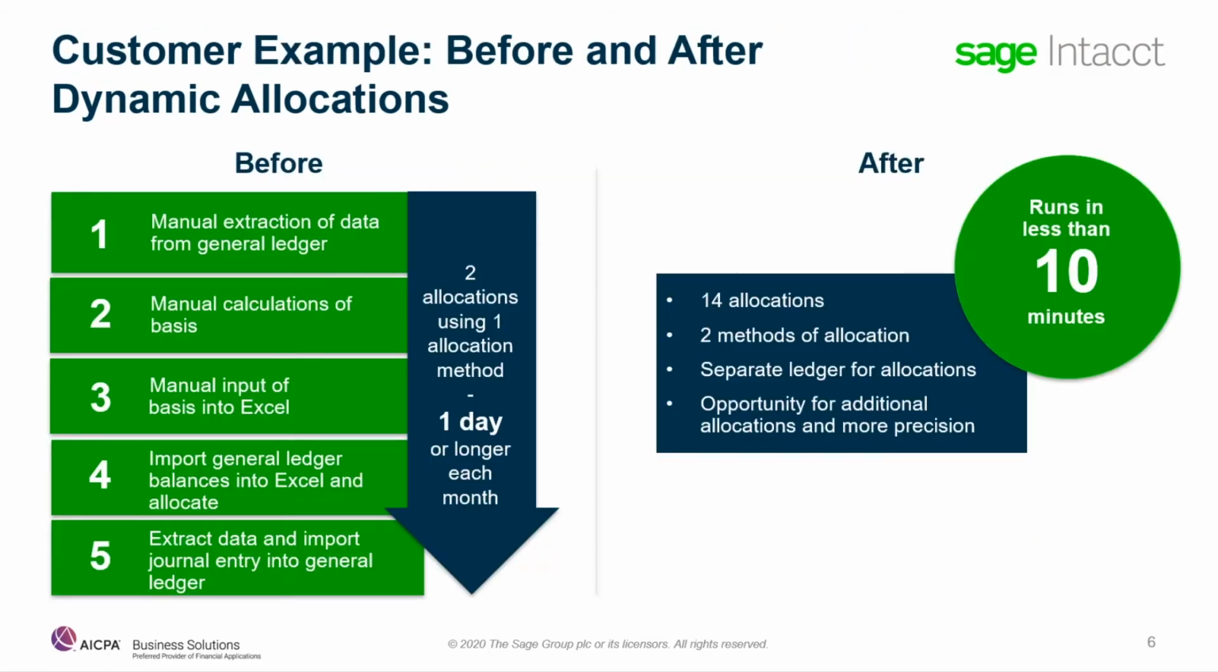Now here we will discuss a customer example of how dynamic allocations help them become not only more efficient, but more robust. Before they implemented this feature, they had a 5-step manual process. First, they had to manually extract the data from the general ledger. From there, they had to manually calculate the basis. They put all this into Excel, imported the general ledger balances back into Excel to calculate the allocation, and then finally they had to extract the result and import that back into the general ledger.